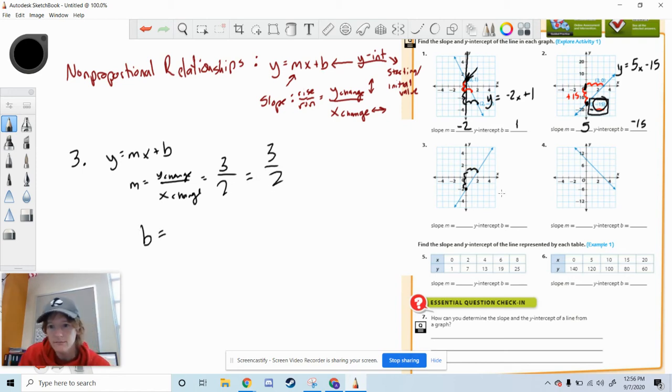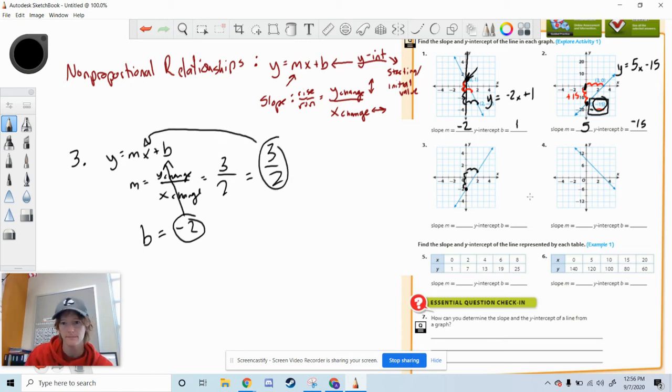B, well, here's my point. B is at negative 2. So this negative 2 goes here. This 3 halves goes here at m. Slope is 3 over 2. B is negative 2. My equation, y equals 3 halves x minus 2.